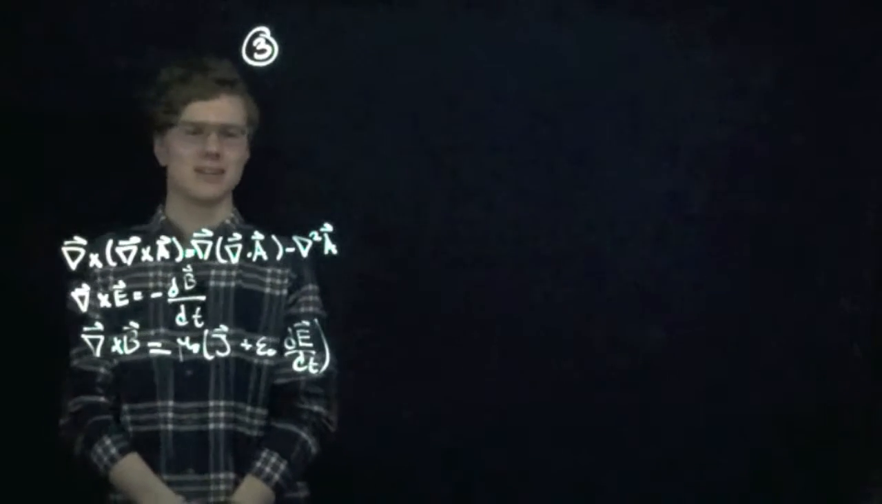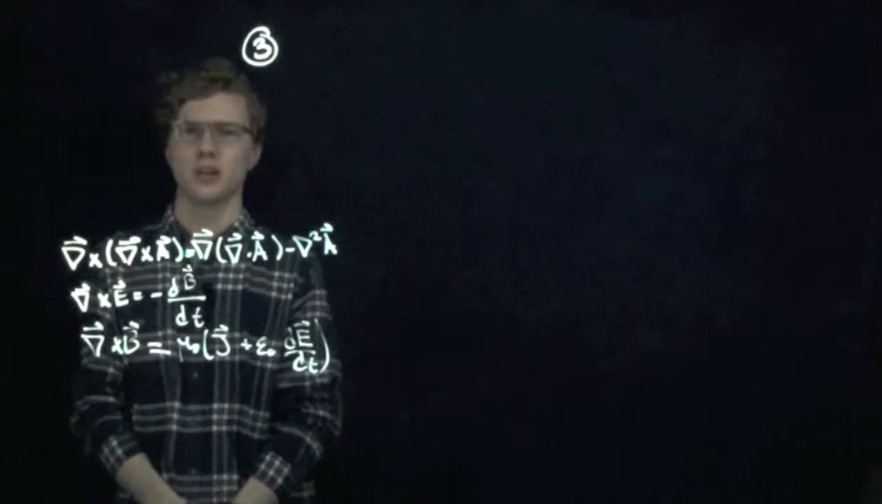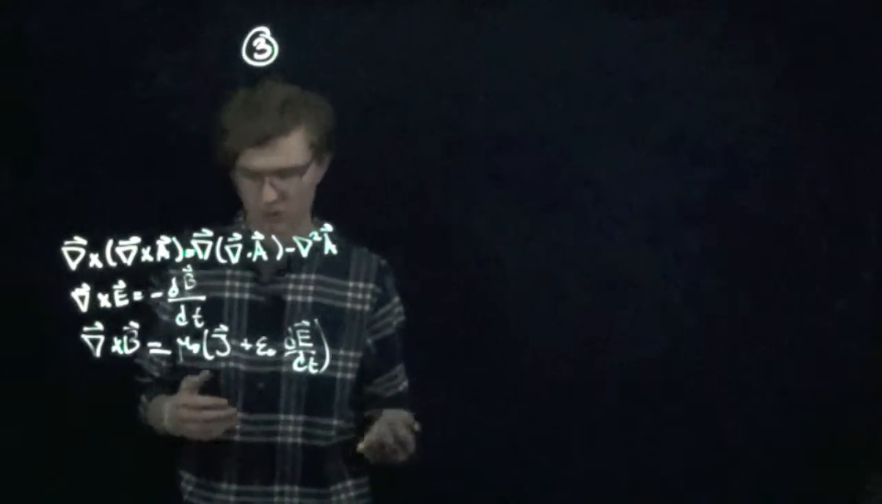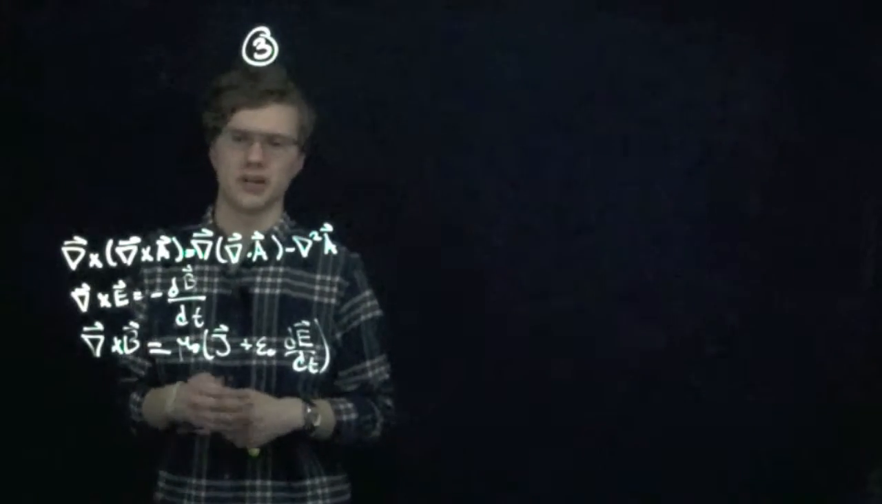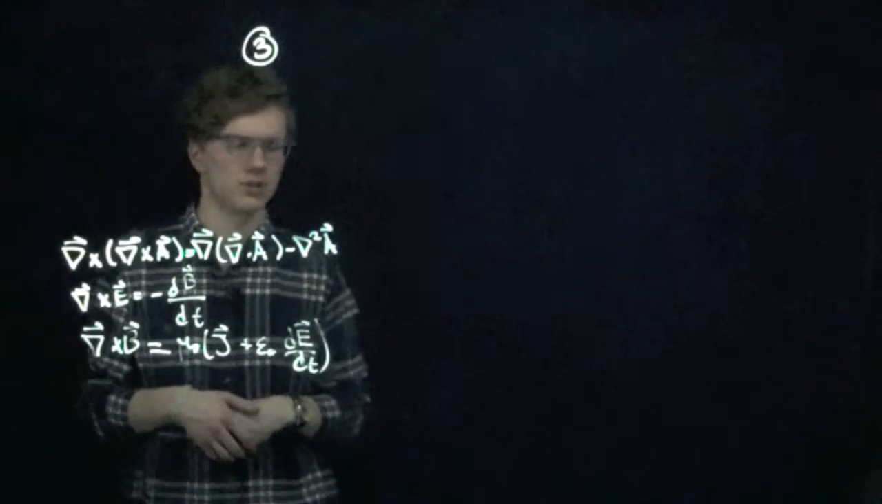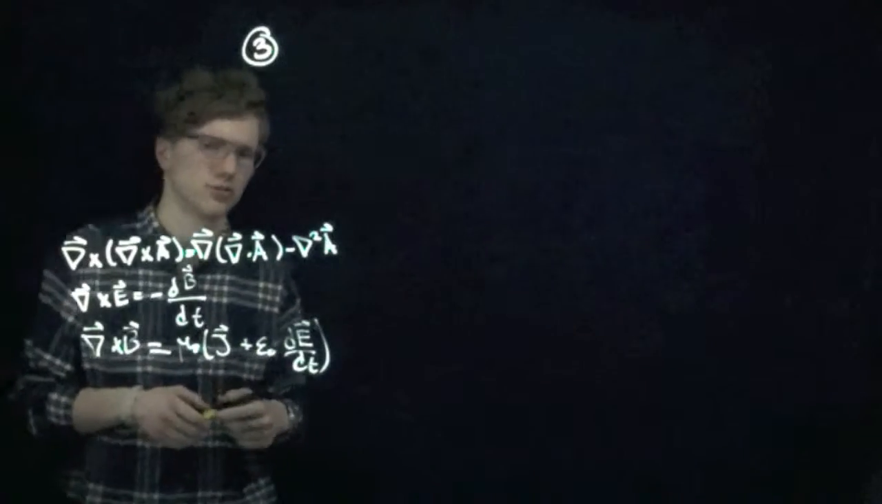Hello, my name is Nathan, and I'm back with question number 3 on this practice midterm number 2 for Physics 457. So for this question, Dr. Donev asks us to rederive the wave equation, not for E like we did in class, our electric field, but for our magnetic field, so B.